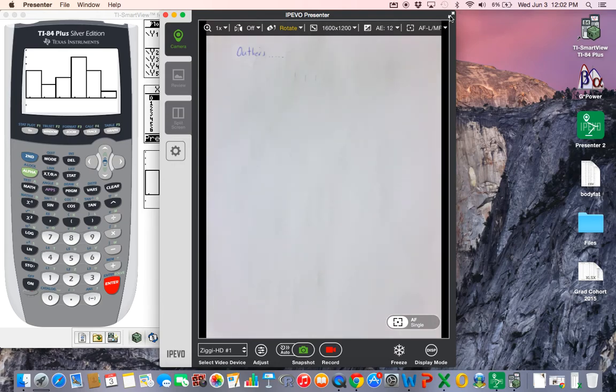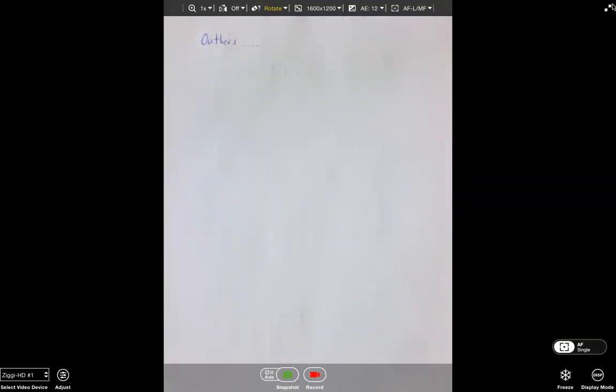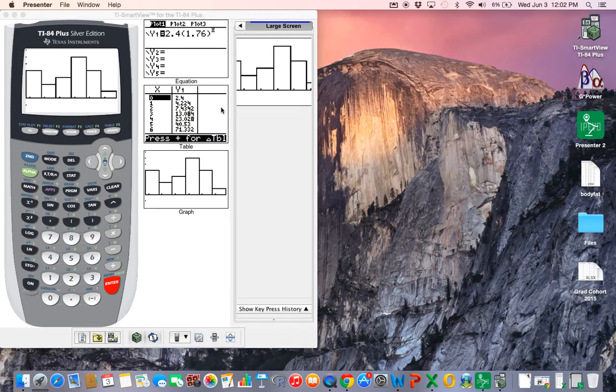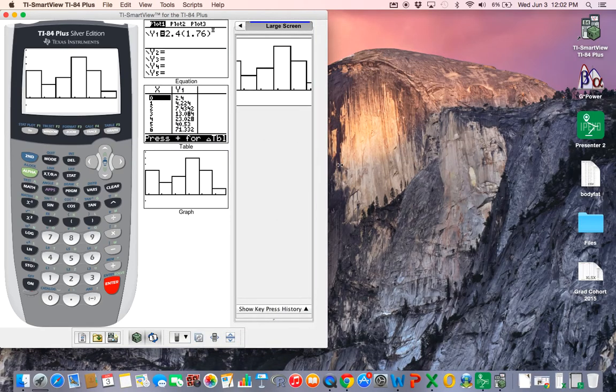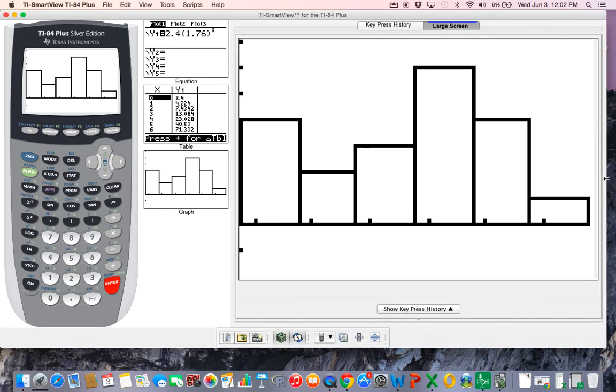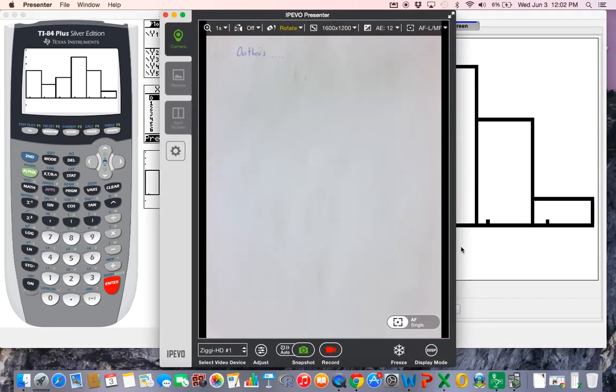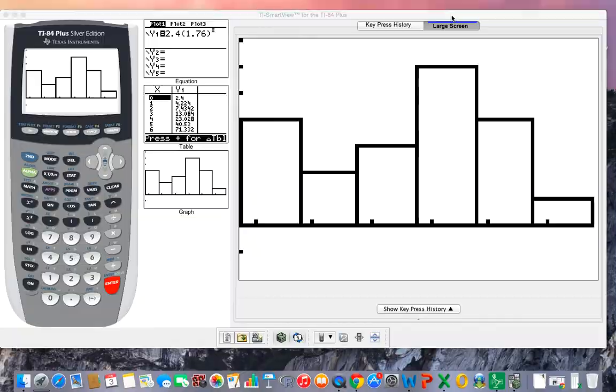Guys, outliers. I'm into this almost an hour. I'm going to go ahead and just show you how to find these, and we'll worry about defining them later. I'll do that in the next video. Well, guys, outliers are determined by box plots.